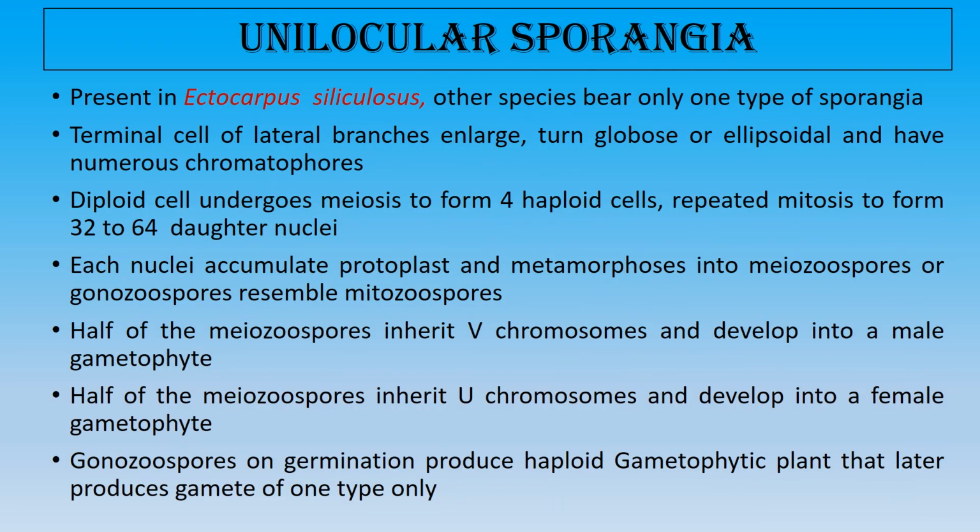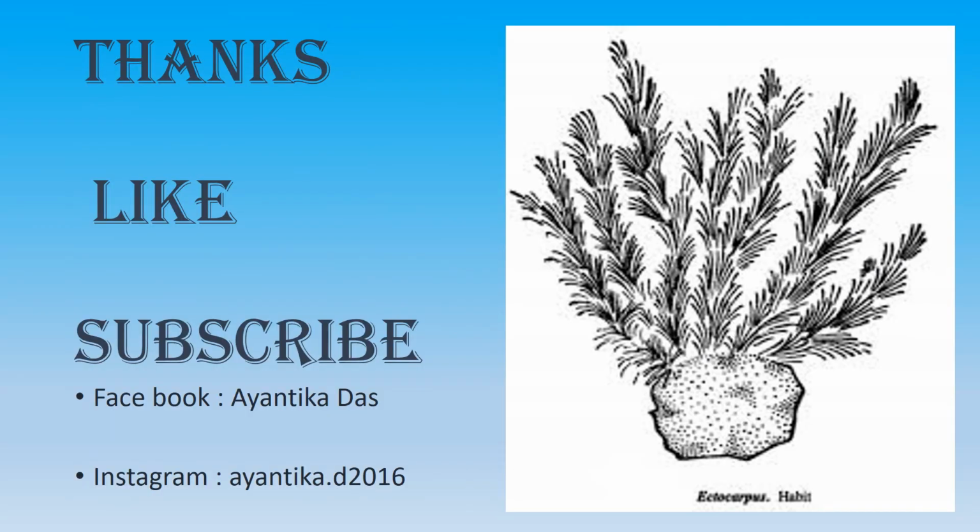So this was what I was talking about: half of the zoospores develop into U and V types of chromosomes, and the V is for the male gametophyte and the U is for the female gametophyte. So this was all about the asexual reproduction of Ectocarpus. In the next video, I will be making one about the sexual reproduction of Ectocarpus, and in the previous video I made one about the morphology and ecological significance of Ectocarpus.